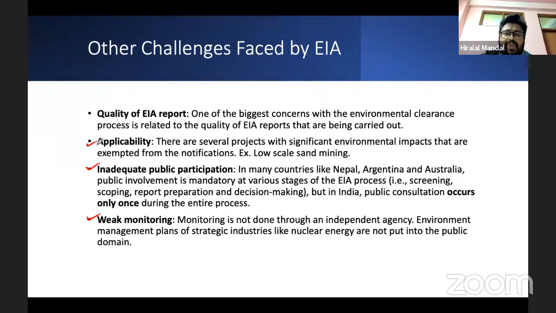The applicability has also been impacted, and there are many exemptions which have been notified by the government. As a result, you can see the applicability of environmental impact assessment is very low in the country. For example, you can see sand mining. In case of sand mining, the environmental impact assessment is compromised. Similarly, the quality of environmental impact assessment has also been affected. The report which is generated has also been affected largely because not enough independent experts are being appointed in the body, and detailed scrutiny is avoided in order to speed up the process.